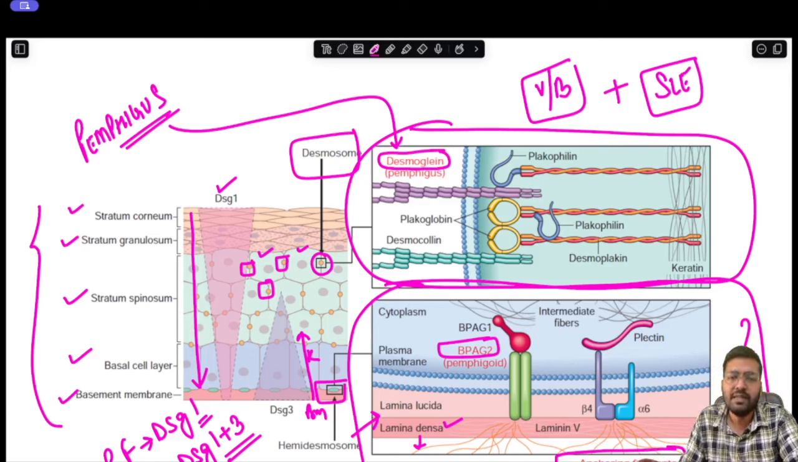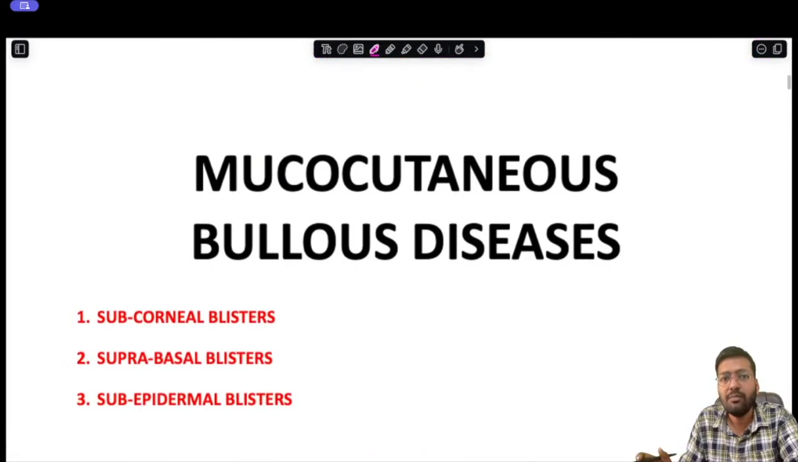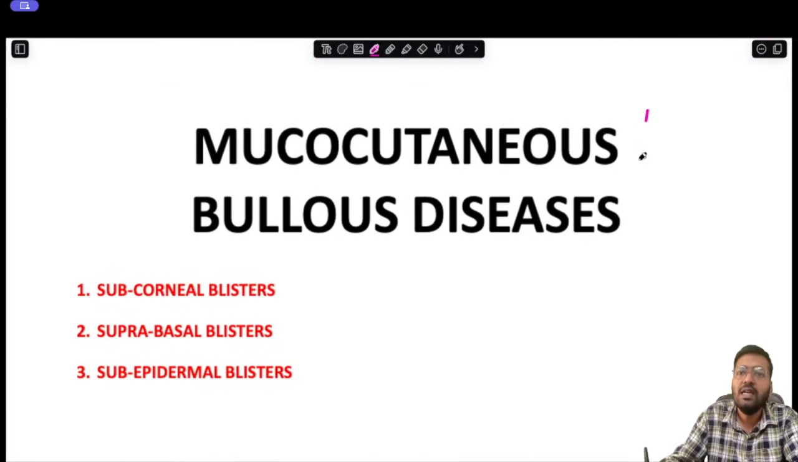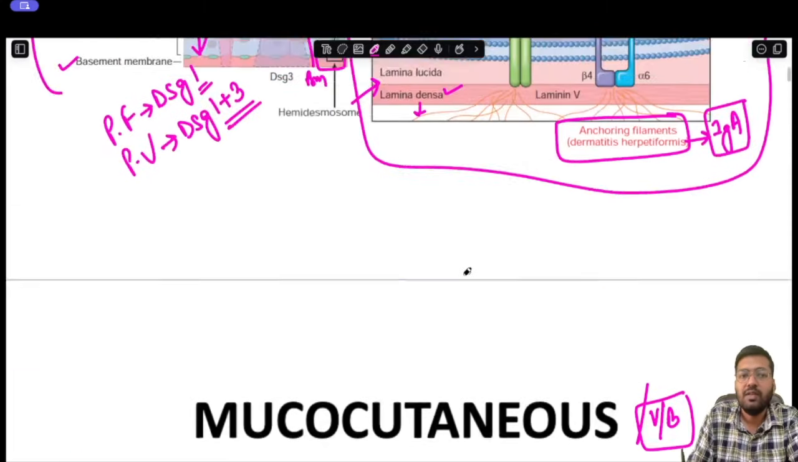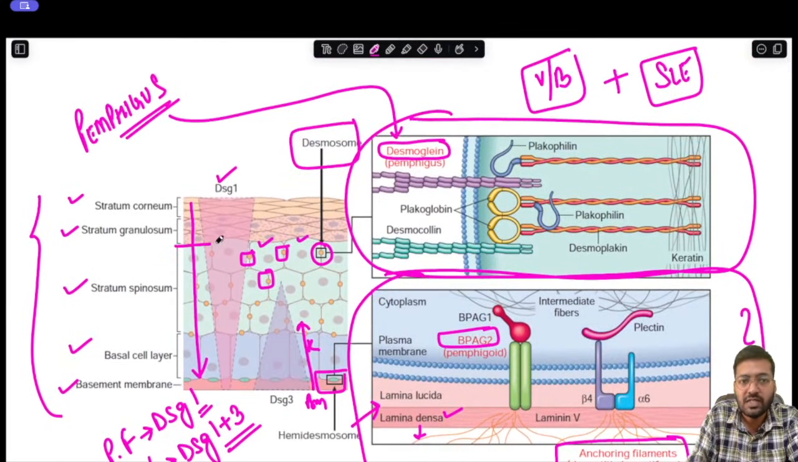So I have basically discussed in very short the pathogenesis of different vesiculobullous disorders. Right now I am just going to skip ahead and we will start off with the immunofluorescent findings. The mucocutaneous bullous diseases or vesiculobullous disorders can be subdivided under three headings. Number one is the subcorneal blisters. Subcorneal means the blister is forming just beneath the stratum corneum.